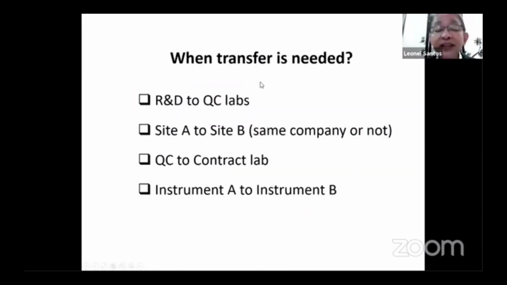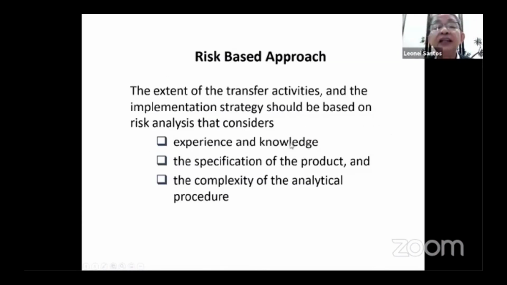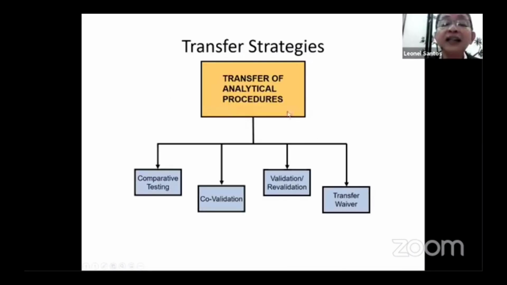So when is transfer needed? When, for example, you are moving a procedure or method from R&D to QC lab, site A to site B, QC to contract lab, or instrument A to instrument B. And then again, it is a risk-based approach because it depends on external factors, experience and knowledge of the analyst, specification of the product, and the complexity of the analytical procedure. So you need to evaluate the extent and the type of analytical transfer procedure that you're going to implement.